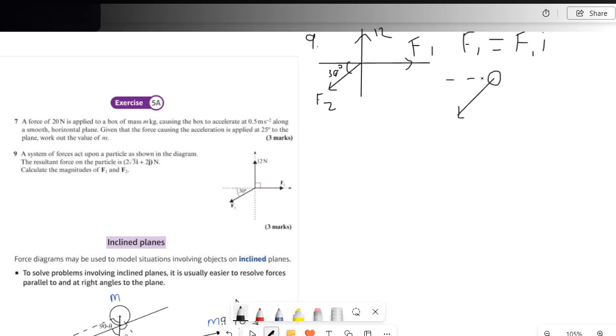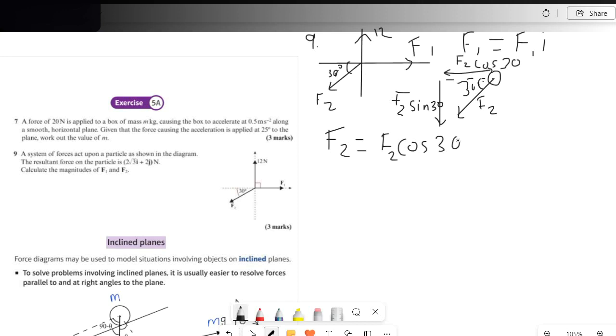For F2, if you notice, this is the angle of 30 degrees and this is F2. So therefore the vertical component here will be F2 sine 30 as discussed previously, and this part, or the horizontal component, should be F2 cos 30, as illustrated using the previous diagrams. And so we can say that F2 can be written as minus F2 cos 30 i, with a minus because it is negative, minus F2 sine 30 j, because minus F2 cos 30 is the horizontal component, and similarly F2 sine 30 is the vertical component.